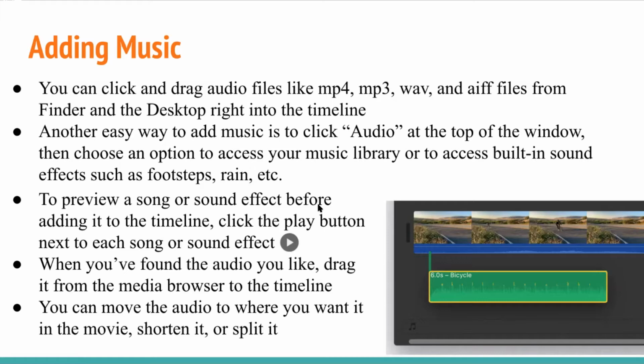To preview a song or sound effect before adding it to the timeline, click the play button next to each song or sound effect. When you found the audio you like, drag it from the media browser back down to the timeline. And you can edit the audio clips just as you can edit video clips. So you could trim it, adjust it, like make it shorter, split it, all that kind of stuff.